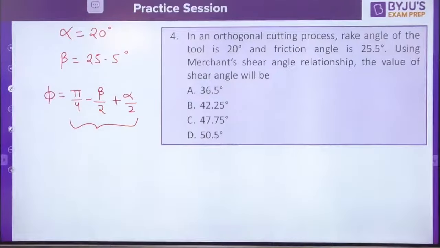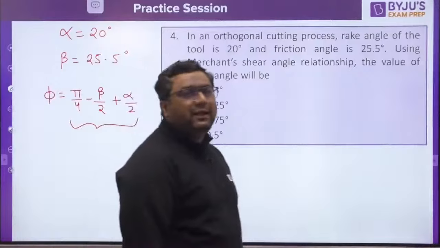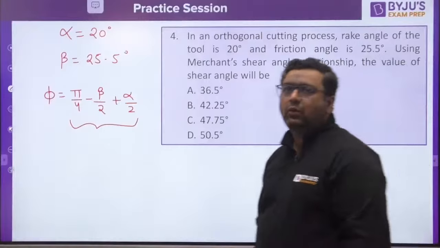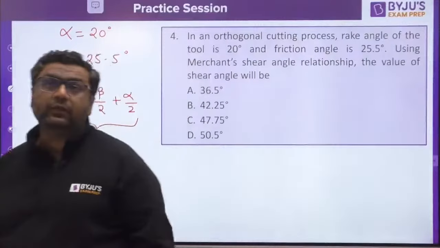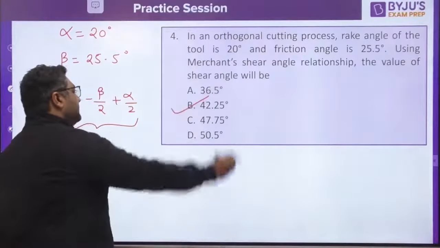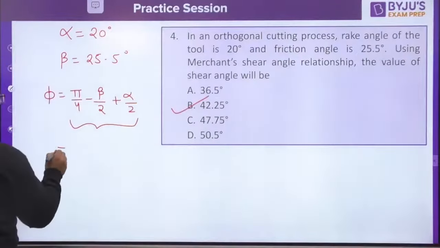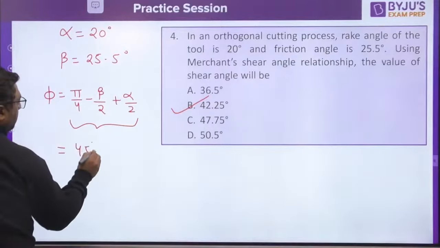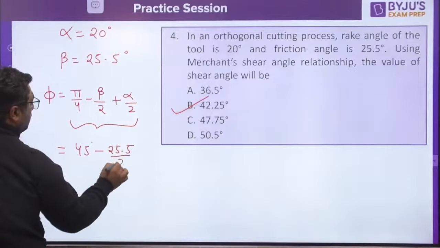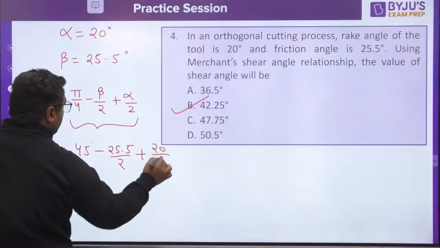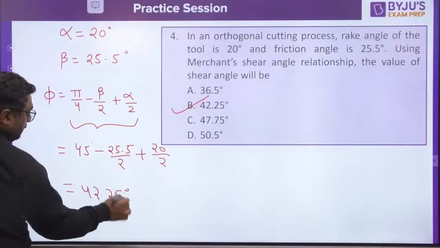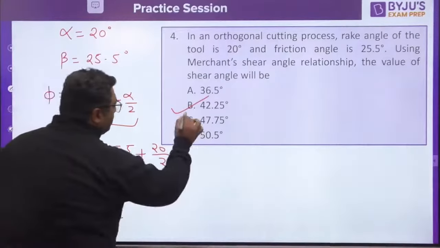Okay, Gaurav has given the answer as B. Ankit Tripathi has given the answer as B. Okay, what about others? Rohan is also saying B. So dear, the answer is B. Yes, it is correct. So you would write pi by 4 which is 45 degree, minus beta which is 25.5 by 2, plus 20 by 2. So the answer would be 42.25. Answer is B for that.